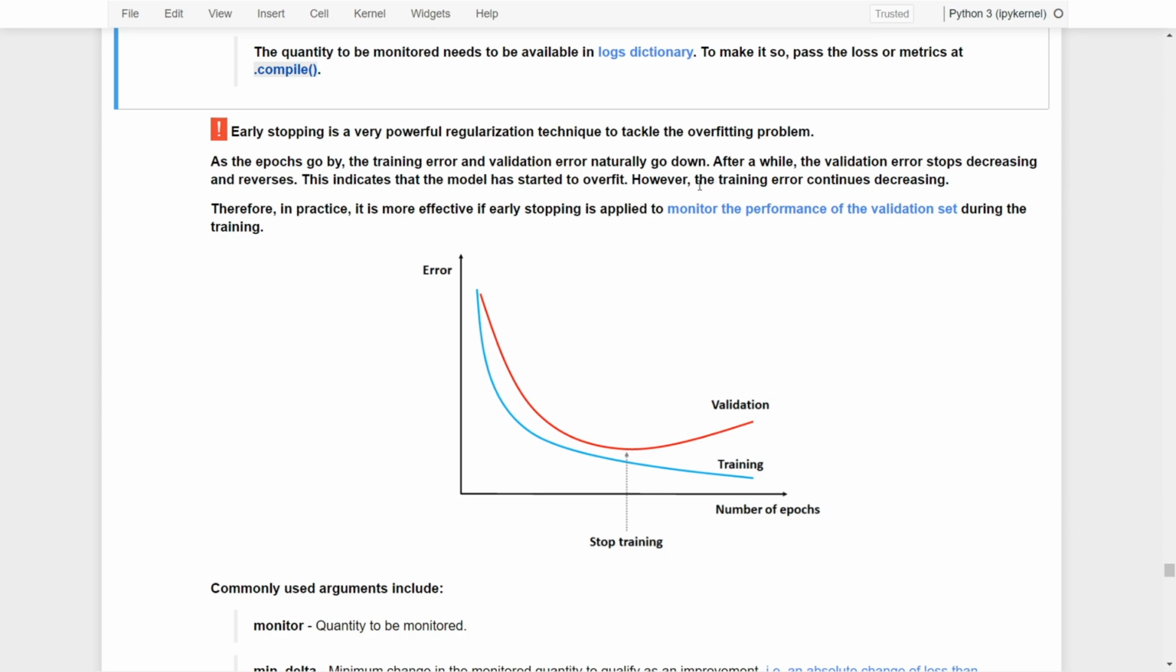However, in many cases, the training errors continue decreasing. Therefore, in practice, it's much more effective if early stopping is applied to monitor the performance on the validation set, that is the red line right here, during the training. Once we spot an increase or reversal in the validation curve, we will then stop the training.